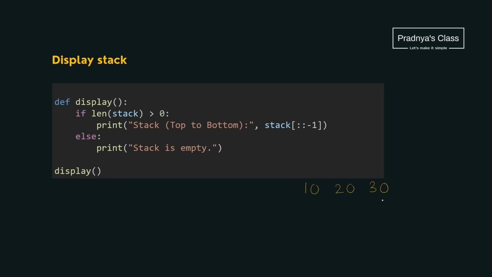Now we need to display the stack. The top element is nothing but 30. If we write vertically, this is how your stack will look. This is the top position. We will be printing the elements from the top. So here is the code to display. First we will check whether the length of the stack is greater than 0. It means we should have elements in the stack. If it is empty, how are we going to display? For that we will check this condition. If elements are there, using reverse indexing, we will print the elements of the stack. Otherwise, we will print stack is empty.